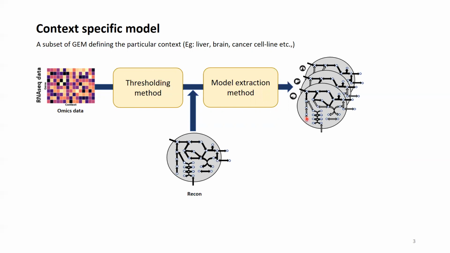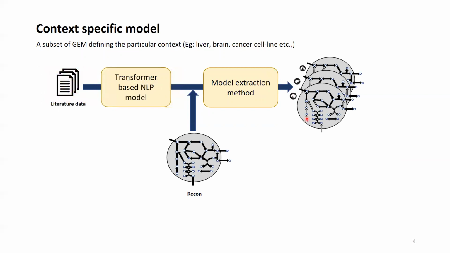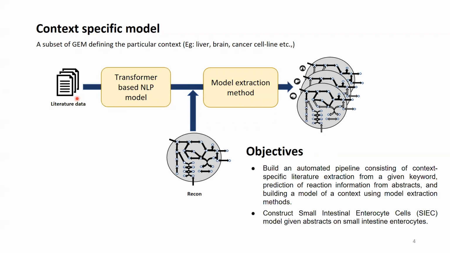Based on this thresholding method, some housekeeping reactions might be eliminated after going through the model extraction method. So in our work, instead of using transcriptomics data, we are using literature evidence and a transformer-based NLP model to build these context-specific models. Our hypothesis here is that a set of abstracts pertaining to a specific context contains reaction information that we can extract using the transformer-based model.